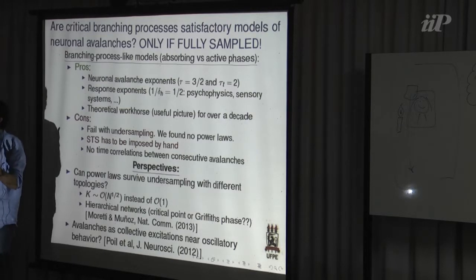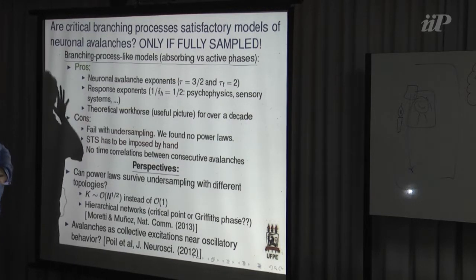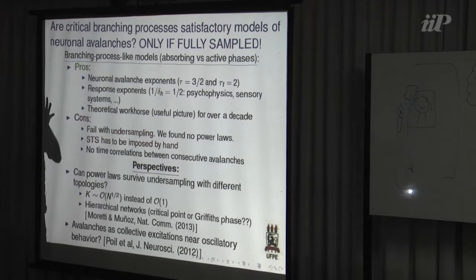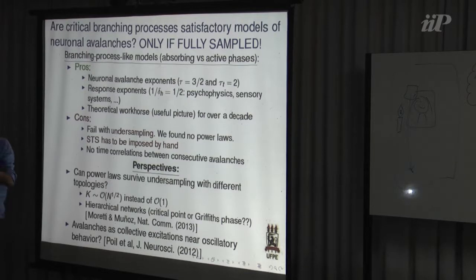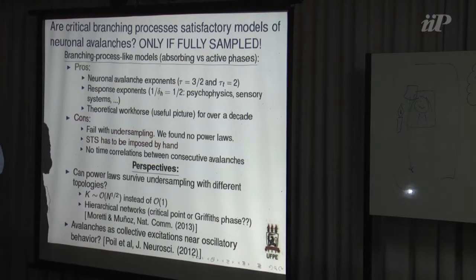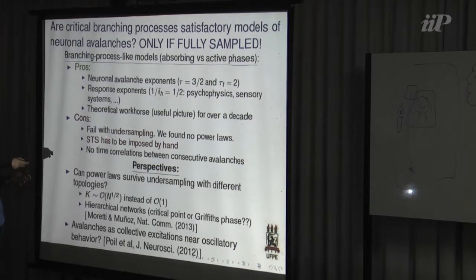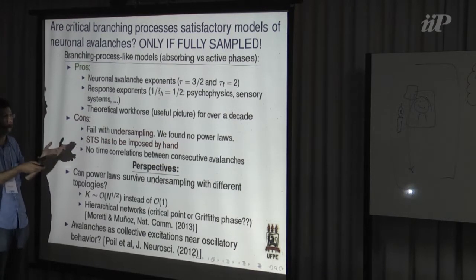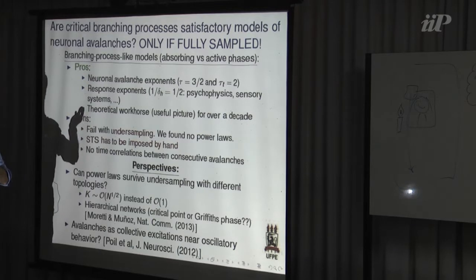So it has given us a useful picture to talk about. So, you know, it propagates more, it propagates less, with my hands, right? But I think that's as much juice as we could extract from this theory. For instance, it fails with undersampling, like I've shown you now. We found no power laws. I know the power law is not everything, but we didn't even find power laws, right? Power laws are supposed to be easy, right?